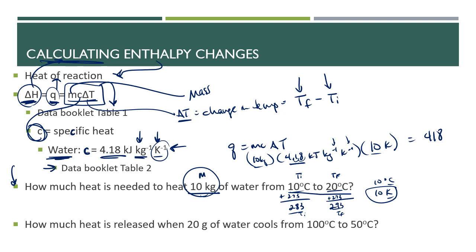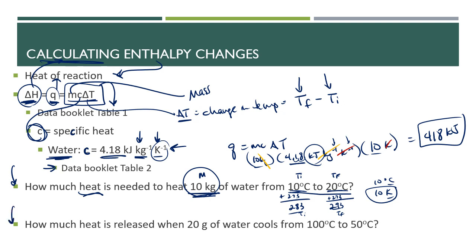Unit labels. Kilograms and per kilogram cancel out. Per Kelvin and Kelvin also cancel out. And so all that I'm left with is kilojoules, which is good because kilojoules is my unit of energy. And I'm looking for that heat energy needed to heat up that water. 418 kilojoules of energy is needed to heat up those 10 kilograms of water from 10 degrees Celsius up to 20 degrees Celsius. Good? All right, let's look at this next one.